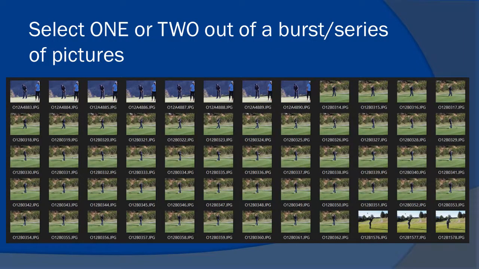Select one or at most two out of a burst or series of pictures. This is a really extreme example. There are 49 pictures of this girl hitting the golf ball. You don't need all 49. You don't need even 5. You want one picture. So find the one picture that you want and get rid of the rest.